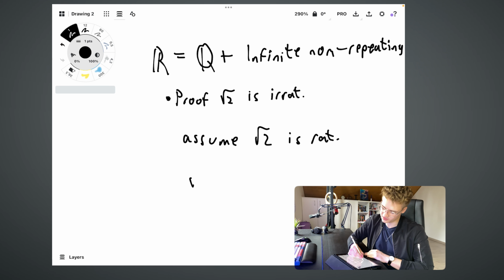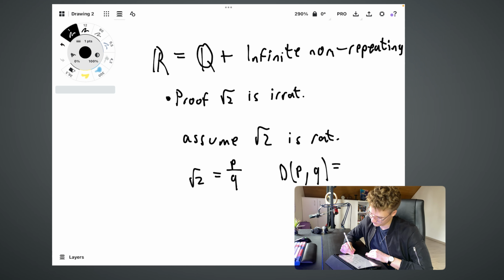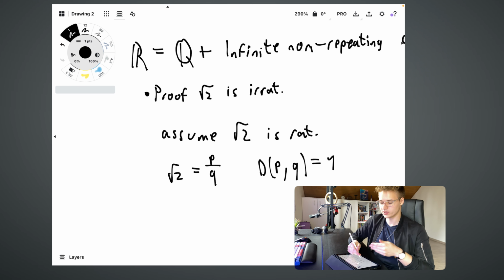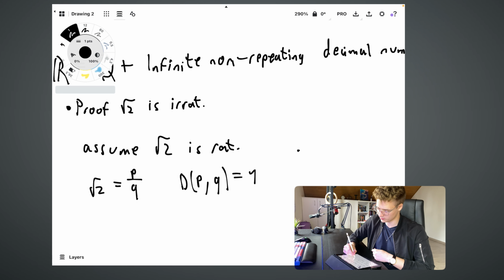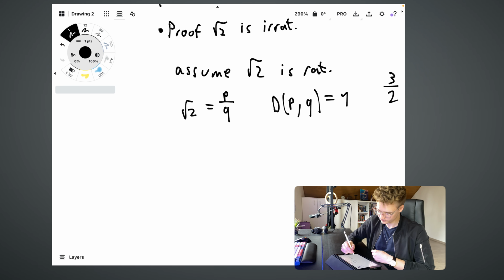This means that the square root of 2 can be written in a reduced fraction, p/q, and it follows that the greatest common divisor between p and q is 1. What does this mean? Well, we can't reduce the fraction further. For example, 3 and 2, we can't reduce this further, okay? Now, let's square both sides. So we have 2 equals p squared divided by q squared.